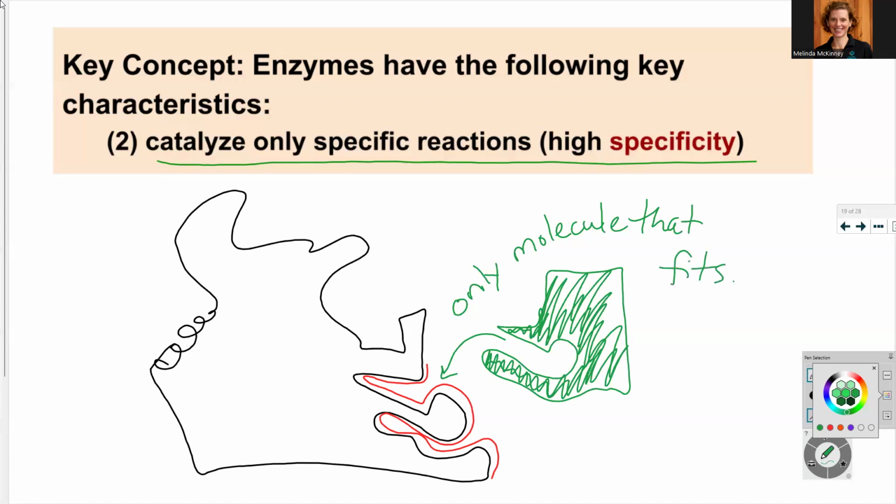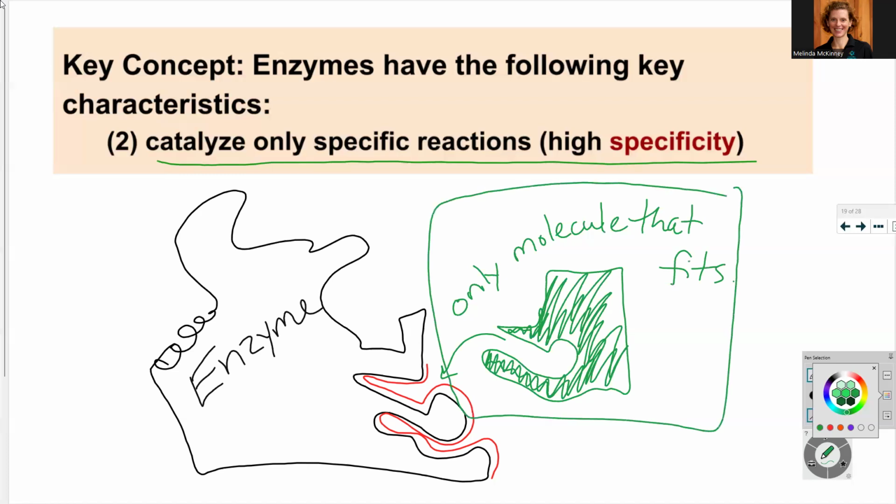So what it means is, over here, this is the enzyme, this big molecule. It's only going to catalyze a reaction for something that fits it. So it's very specific. That is called specificity. It is not a generalist. A given enzyme will not catalyze 50 different reactions. It may do one or two, but it's not a generalist.